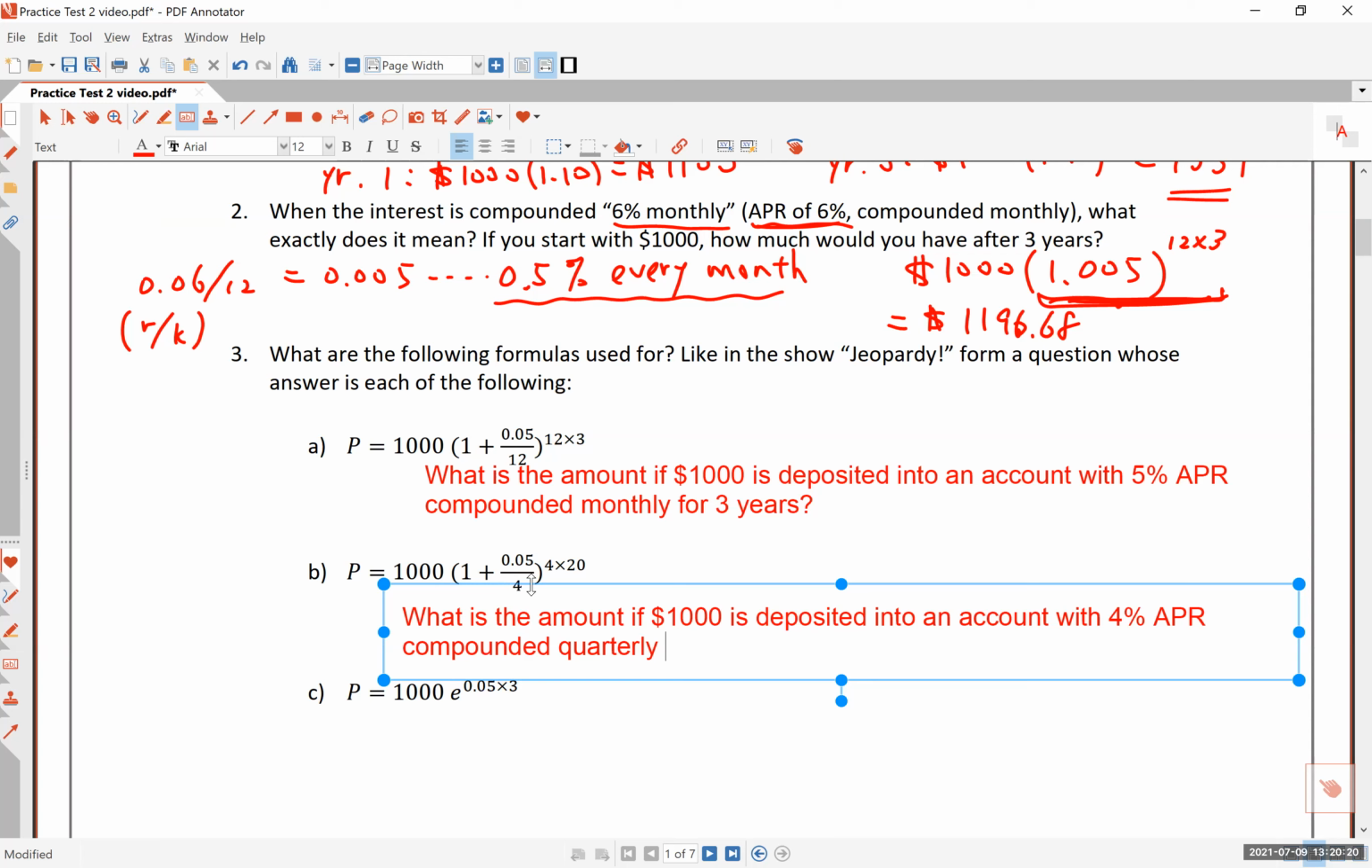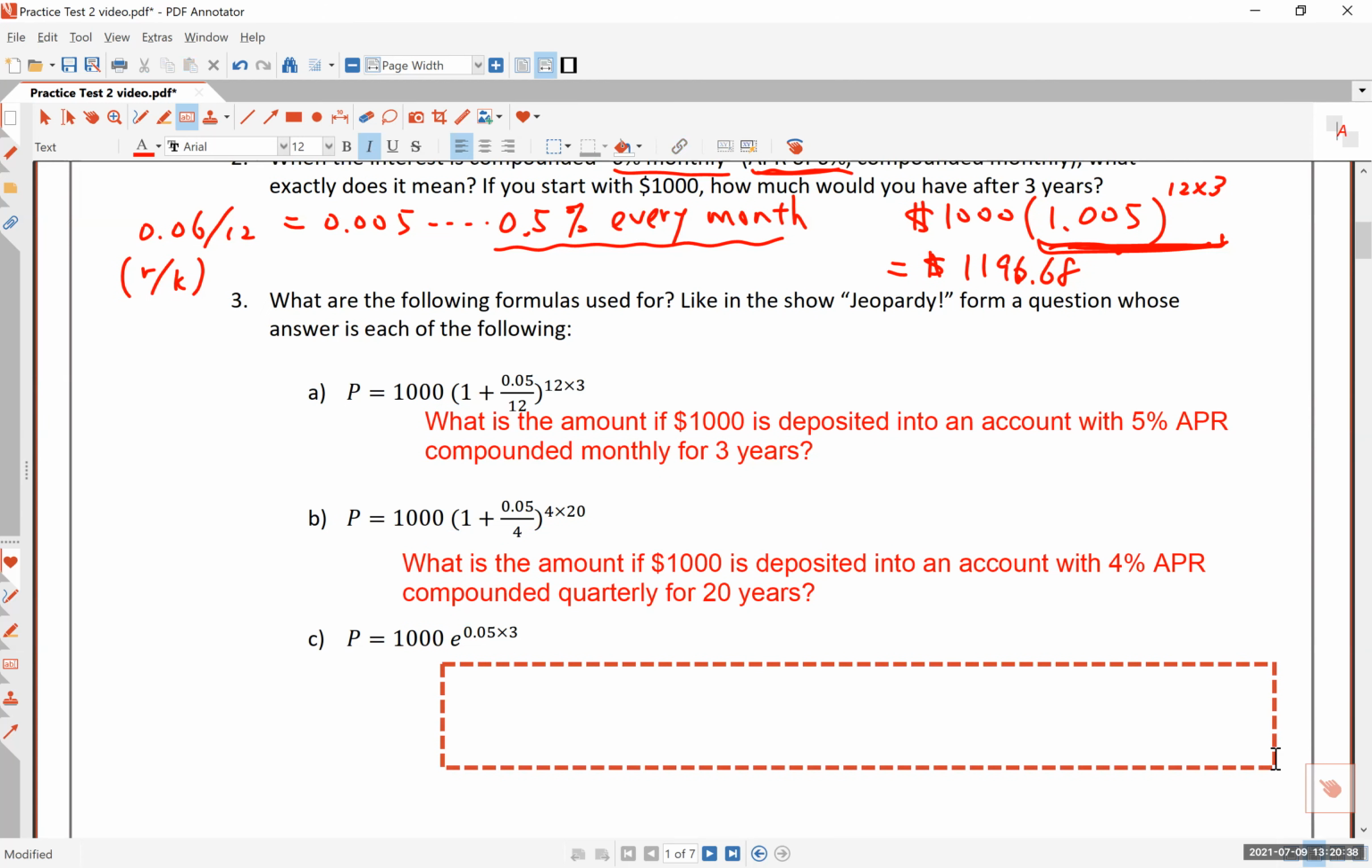All right, and the period in this case is every quarter. So compounded quarterly for how many years? 20 years. Okay, and the number 20 is of course right here. 4 times 20 is 80, and that means you have 80 periods on which the amount is compounding.